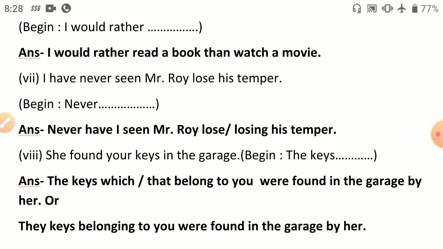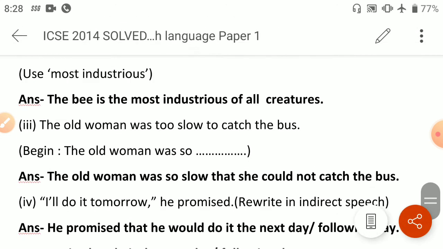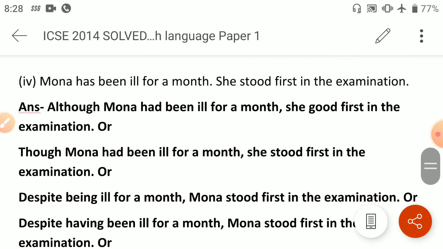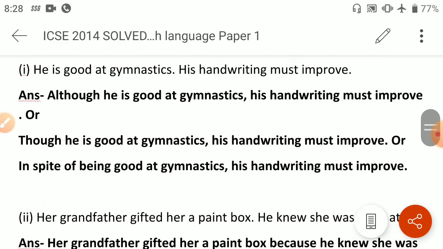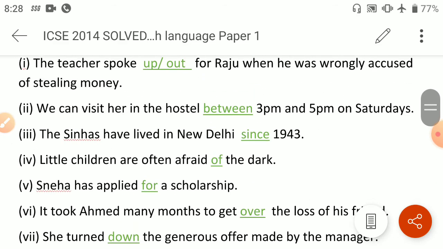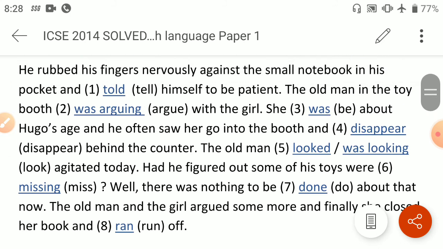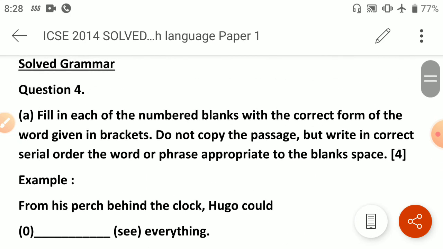So that's it for the 2014 paper. We have seen that it was pretty easy, except just here and there a little bit, but otherwise the paper was quite easy.